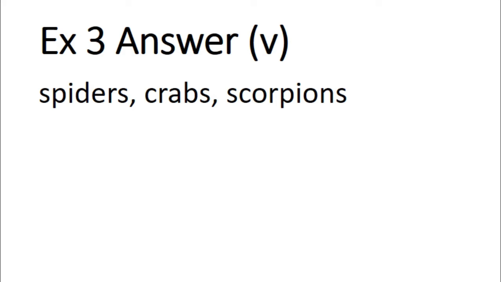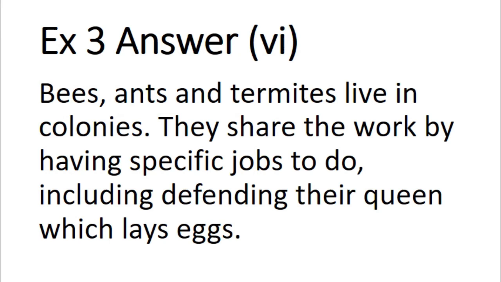Now question number 6. What kind of insects live in a colony or group? Why is living like this useful to them? Answer: bees, ants and termites live in colonies. They share the work by having specific jobs to do, including defending their queen, which lays eggs.